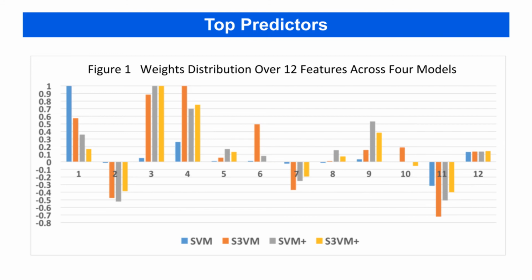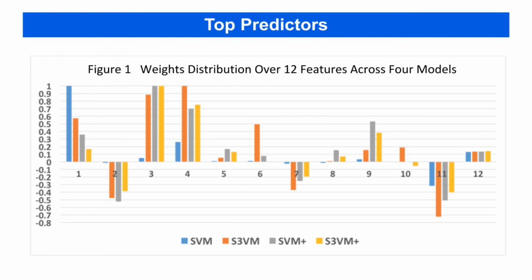Because we utilized a linear SVM and its variants, we found it interesting to investigate the ranking and magnitude of each individual feature in the weight vectors produced by each model. Figure 1 presents the weights distribution over 12 features across 4 models. We conclude that the most important features are feature number 1, undergraduate GPA, feature number 2, GRE verbal, feature number 3, GRE quantitative, feature number 4, GRE analytical writing, and feature number 11, bachelor's degree in EECS or not.